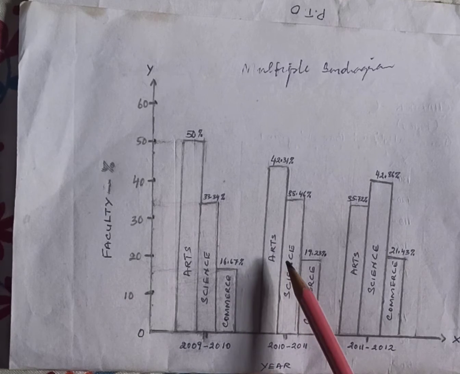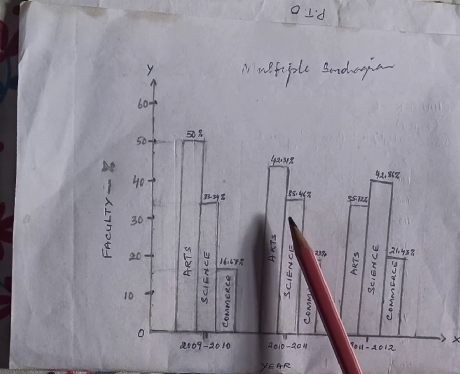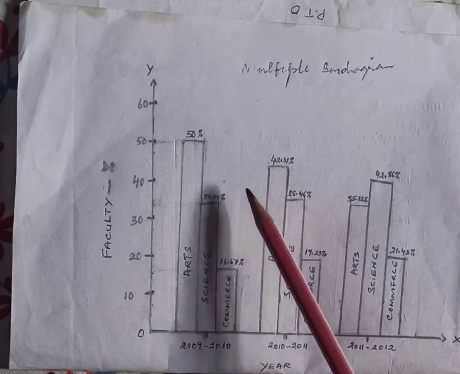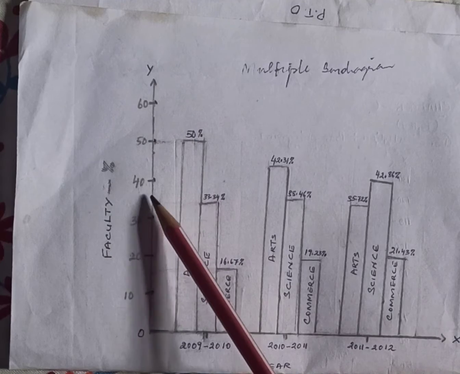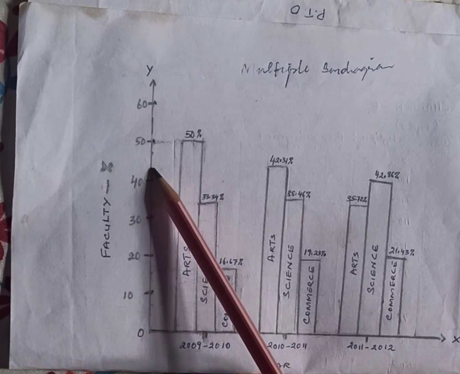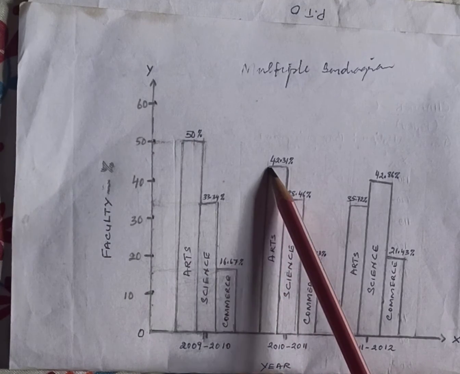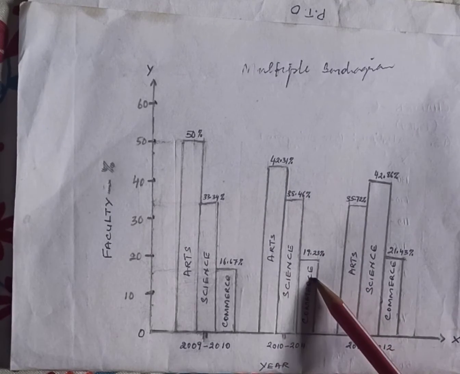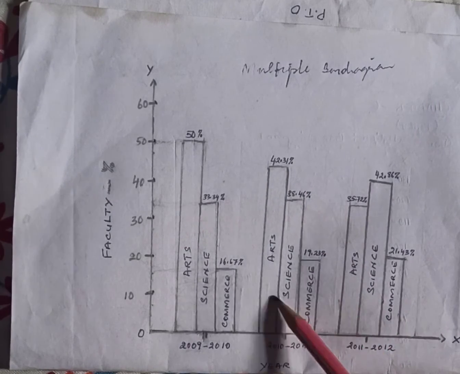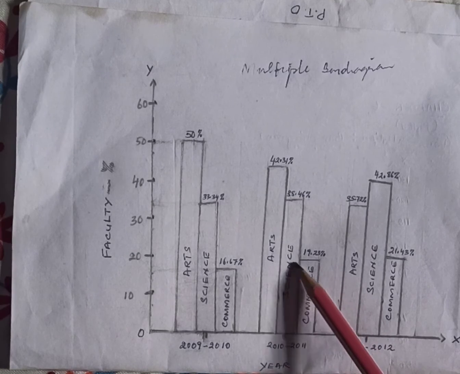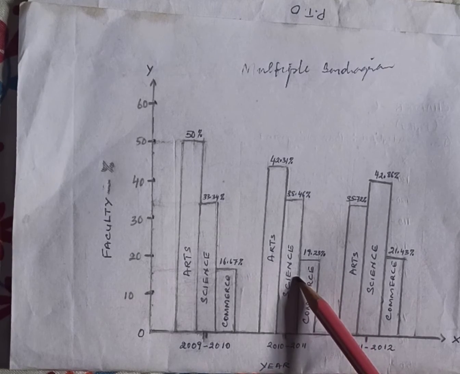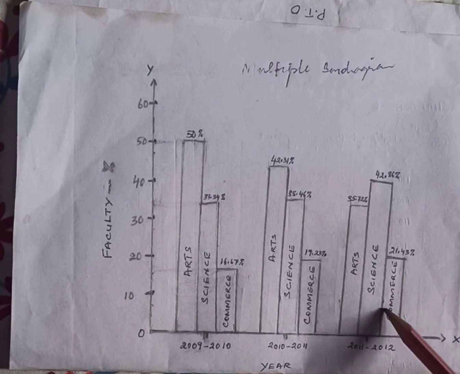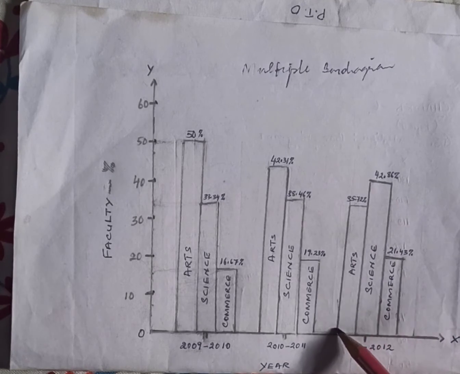For the second bar, after converting into percentage, arts is 42.31%. In the same way, I look at the OY axis. So 42 will be just below here somewhere. So I make a rough line and make a bar. Similarly science, similarly commerce. So like this we are getting another bar for the multiple bar diagram for 2010 to 11. And for 2011 to 2012, I did the same thing.